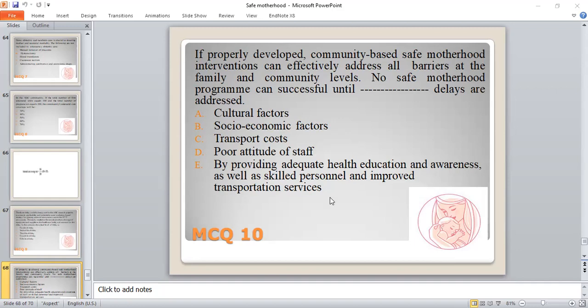I already mentioned that in order to reduce maternal mortality and provide community-based safe motherhood, you should address all three delays, which are actually the barriers to providing safe motherhood. Therefore, E will be the correct option: by providing adequate health education, awareness, as well as skilled personnel and improved transportation services.